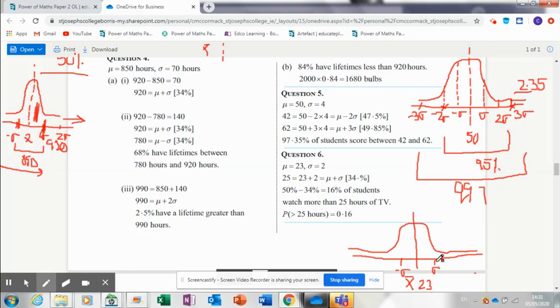Right, so that'll be 25. Now, the question was, what approximate percentage of students watch more than 25 hours per week? So this would be where 25 hours would be at. So what is that? Well, remember again that between these two values is 68%, right? That's 68%, right?